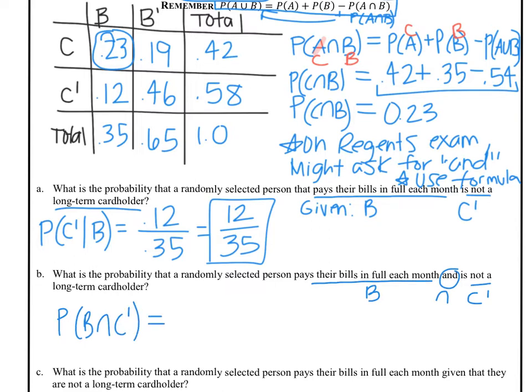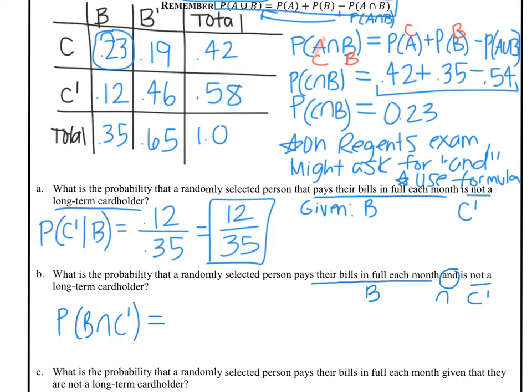So looking at our chart. Okay, so looking back up at the chart, where do B and C prime meet up? So we've got, they're not card holders in this column, and they pay their bill in full in this column. And where do they meet up? Well, B and C prime intersect or meet up. This point 12 represents both B and C prime.